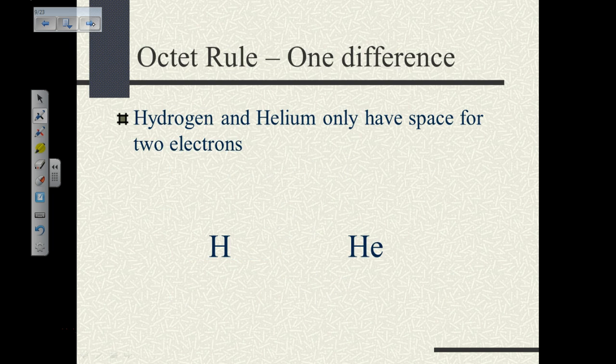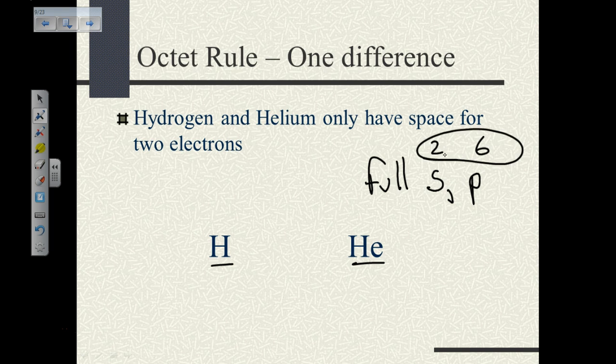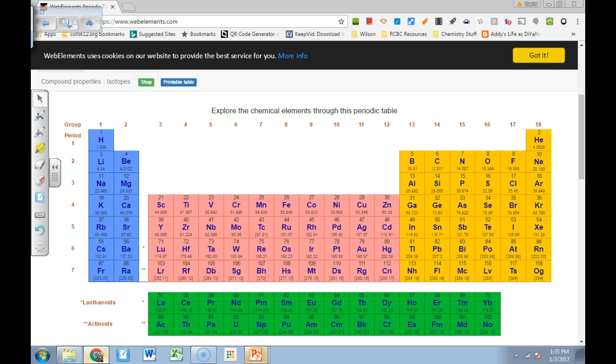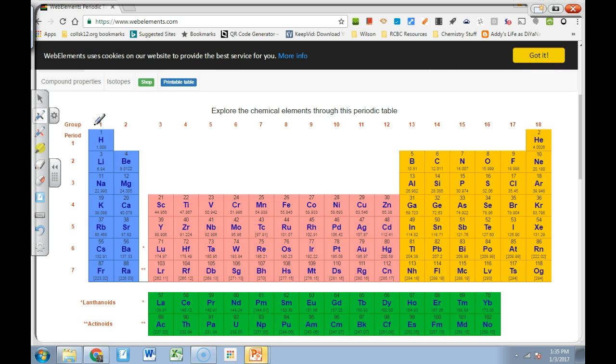So there's only one exception to the octet rule, and that has to do with hydrogen and helium. The octet rule just means that we have a full S and P. Remember, the S has 2 electrons and the P has 6 electrons, and so 2 plus 6 is 8. That's where we get the octet from. But hydrogen and helium are an exception because they are up here, and so we end up having only S, so a full S and P, well, there's no P for hydrogen and helium, so it's just a full S.